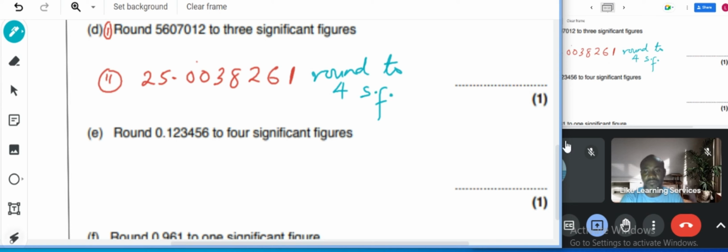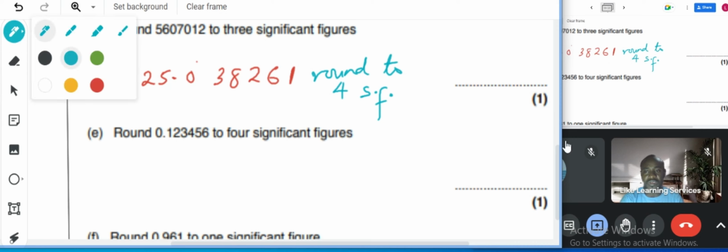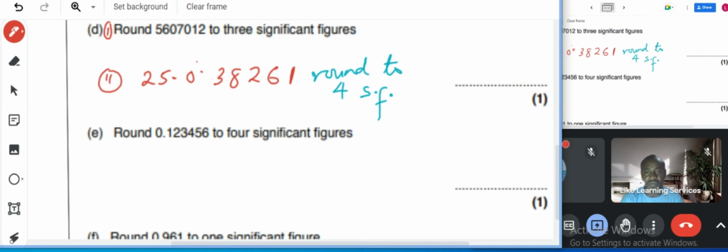Okay, where is the 4th significant figure in this number? Let me call this 7 instead. I can even call this one 9, so that all the numbers will be different. So we have 25.0738961. Round to 4 significant figures.